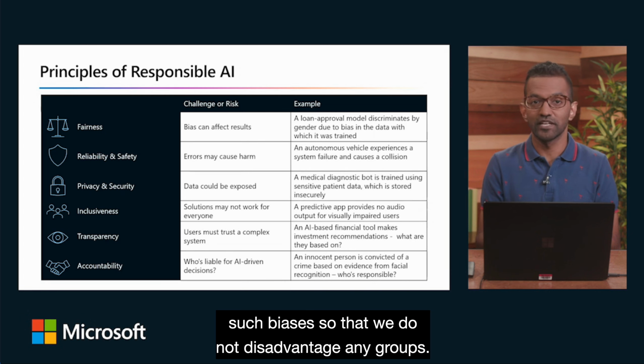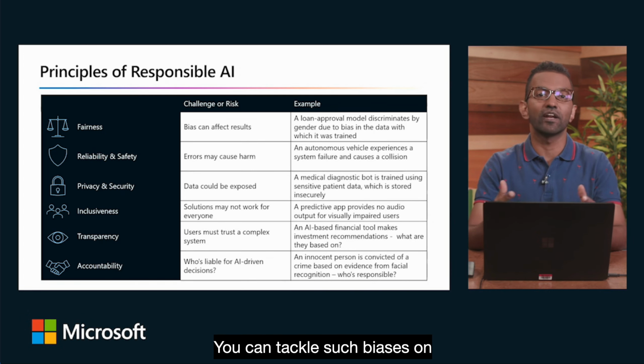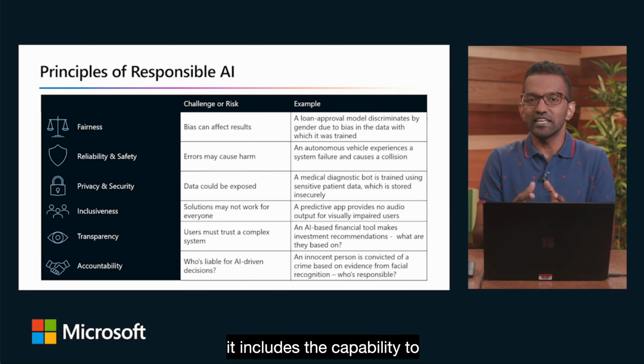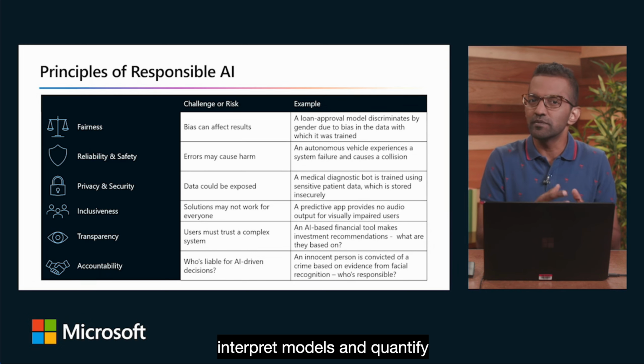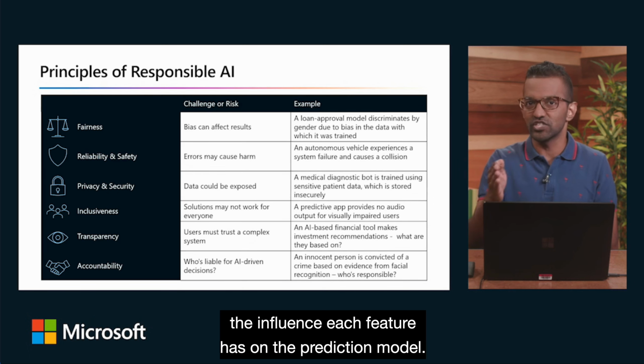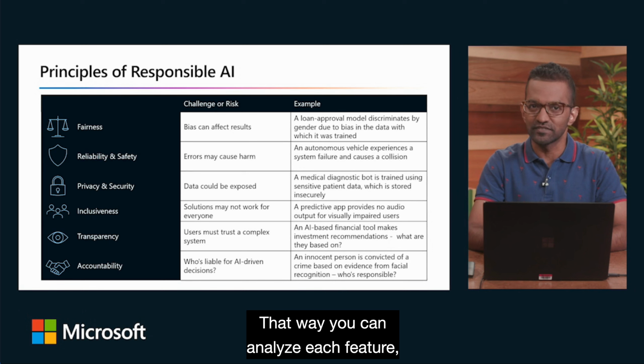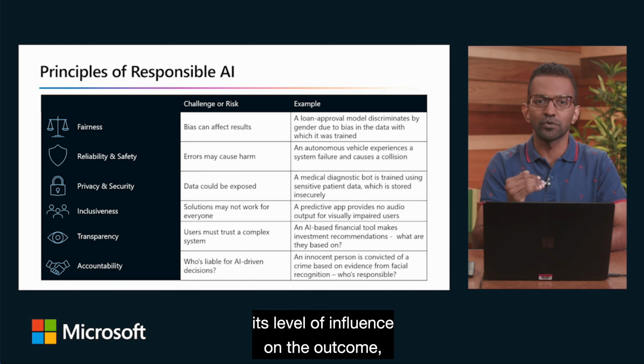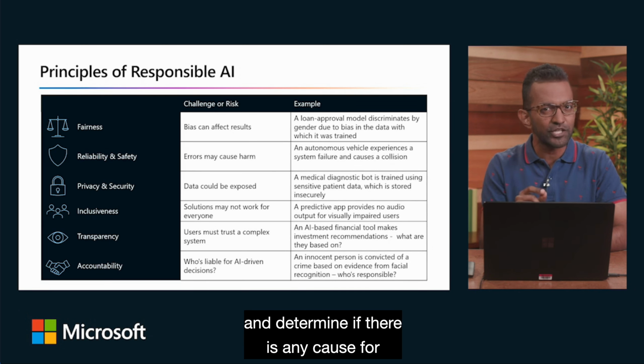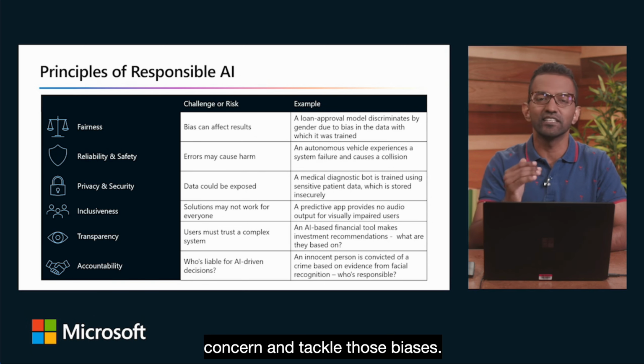You can tackle such biases on Azure Machine Learning since it includes the capability to interpret models and quantify the influence each feature has on the prediction model. That way you can analyze each feature, its level of influence on the outcome, and determine if there is any cause for concern and tackle those biases.